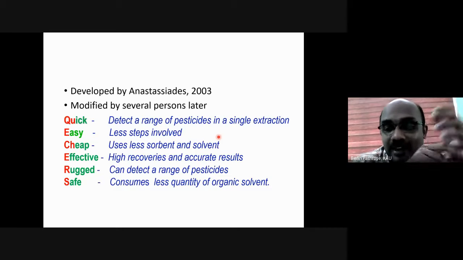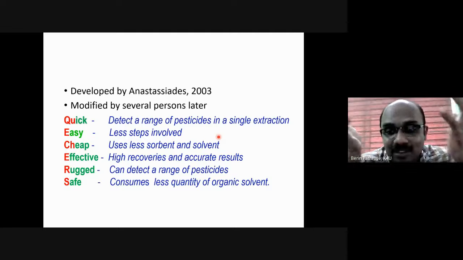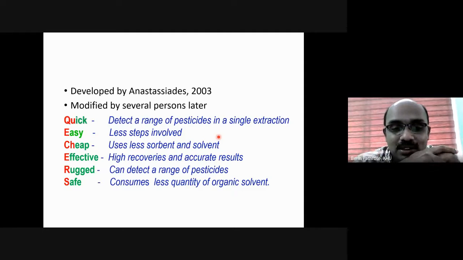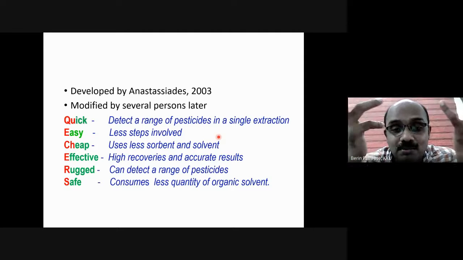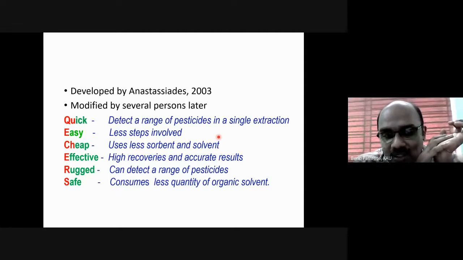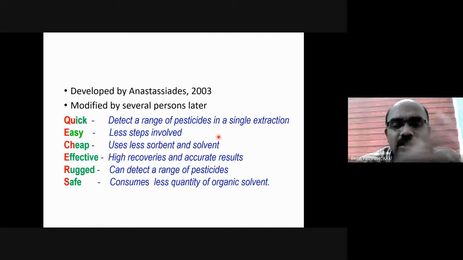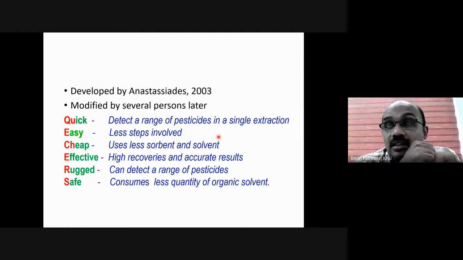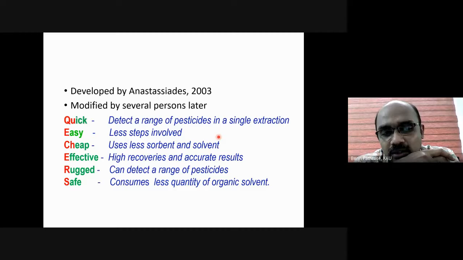We used to analyze one pesticide, two pesticides, maximum 5 pesticides. That was the kind of multi-residue method at that time. But nowadays, certain labs are doing 400 pesticides in a single step. Easy, because we can complete the entire process for a sample in 40 to 45 minutes. Cheap means we employ very little solvent, hardly 10 ml. Chemicals are a bit costly, but still comparatively cheap.